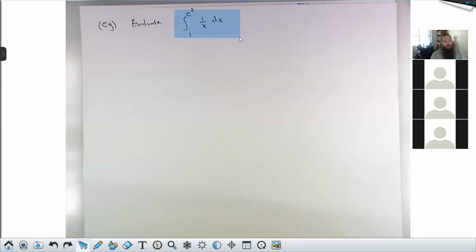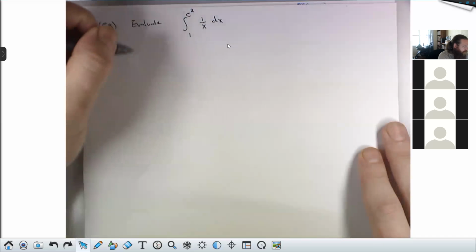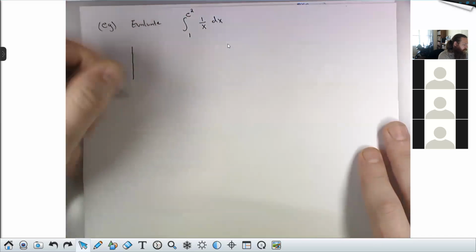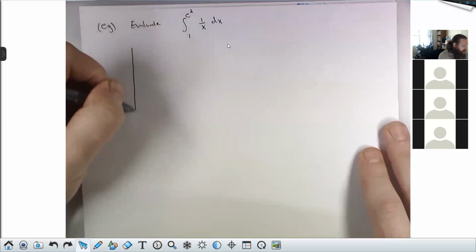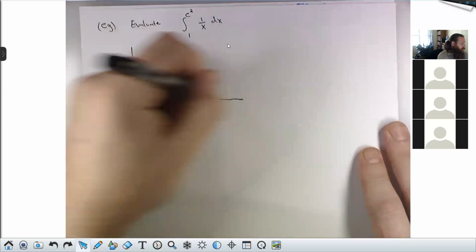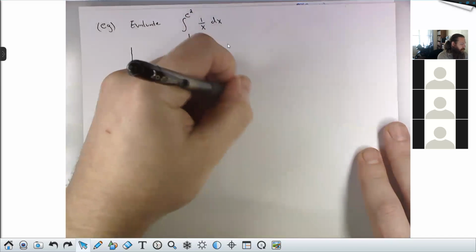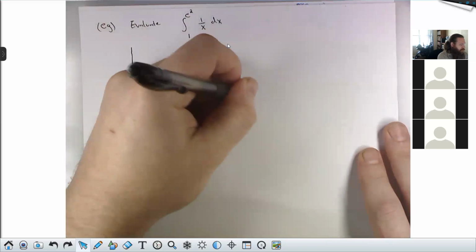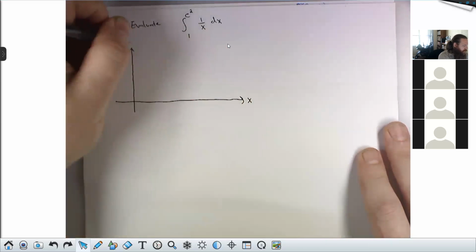So looking at this problem, I would say, okay, there's no variables in the bounds. They're not asking me to find a derivative. This thing isn't even a function. This thing here is a number. What number is it? It's the area under 1/x from x equals 1 up to x equals e squared. So if you're just straight up evaluating an integral, then you're going to use FTC2.